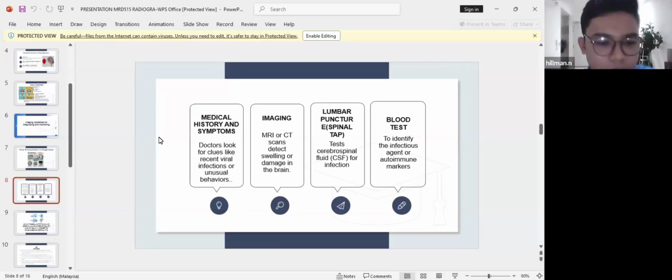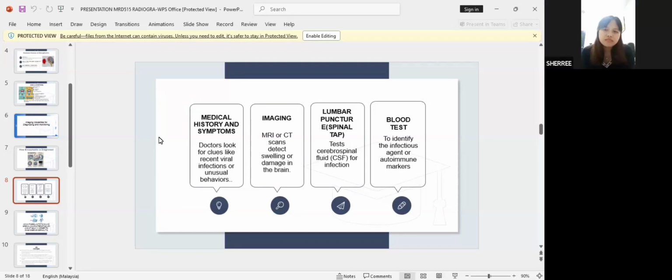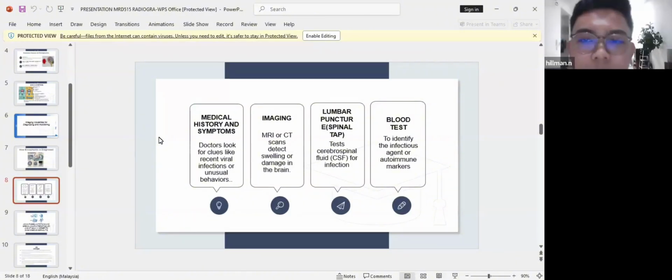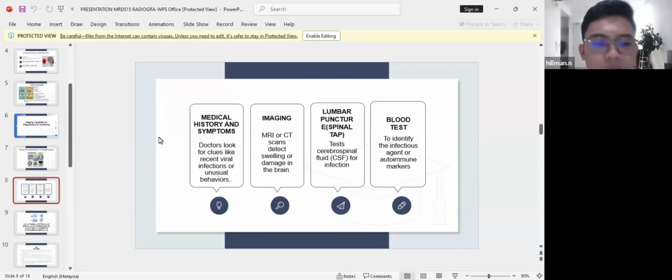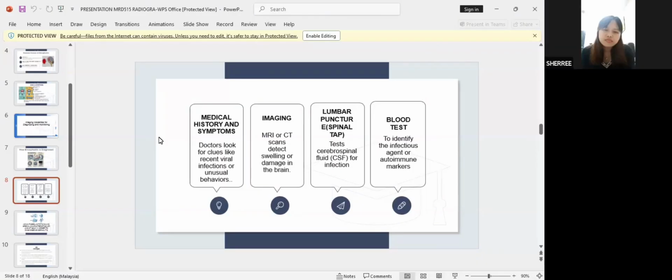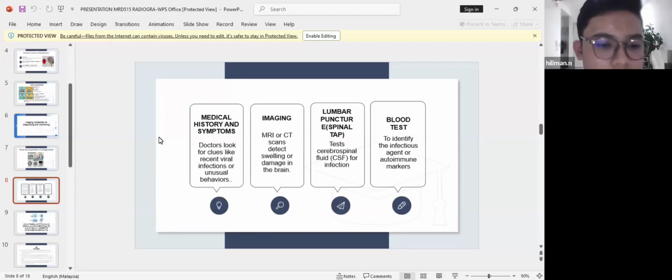This may include testing for infection or the presence of antibodies associated with autoimmune encephalitis. Last but not least, blood tests to identify the infectious agent and autoimmune markers. So this test samples blood, urine, or excretions from the back of the throat, which can be tested for viruses or other infectious agents.